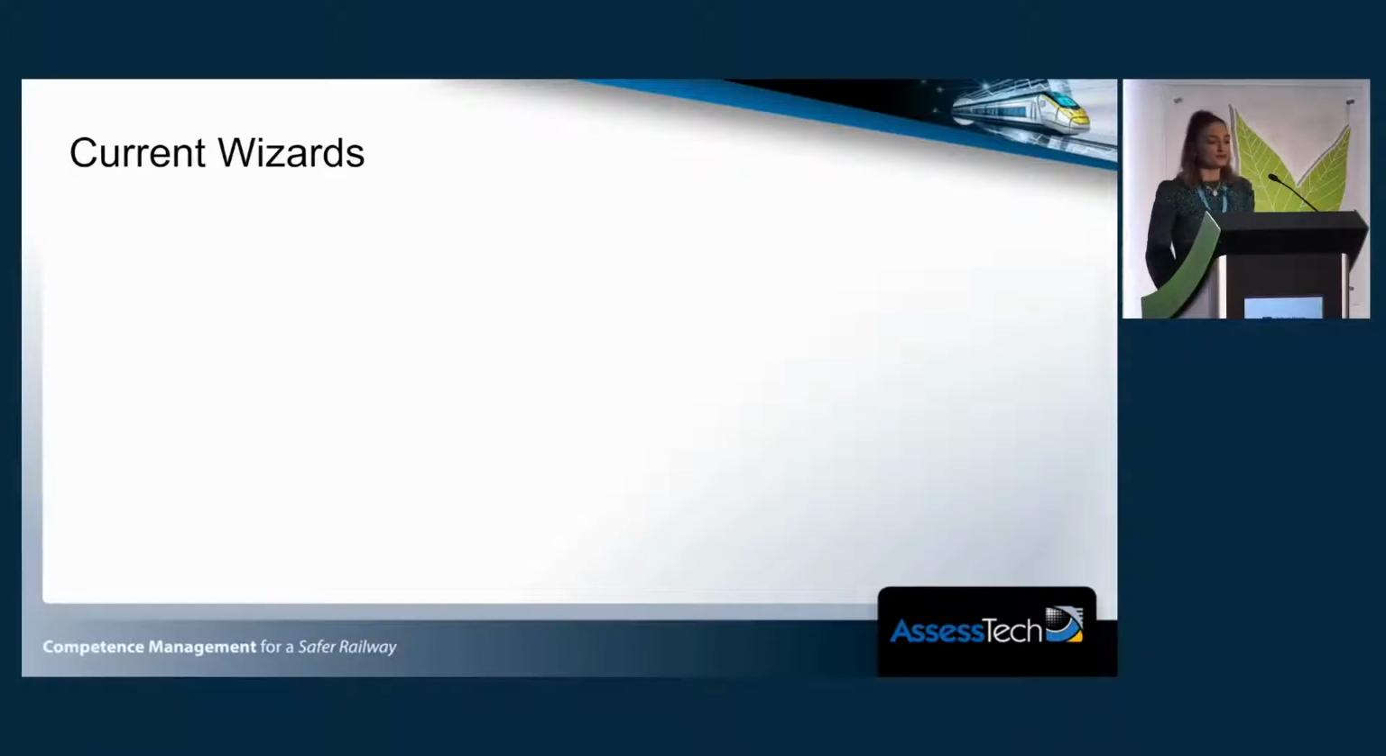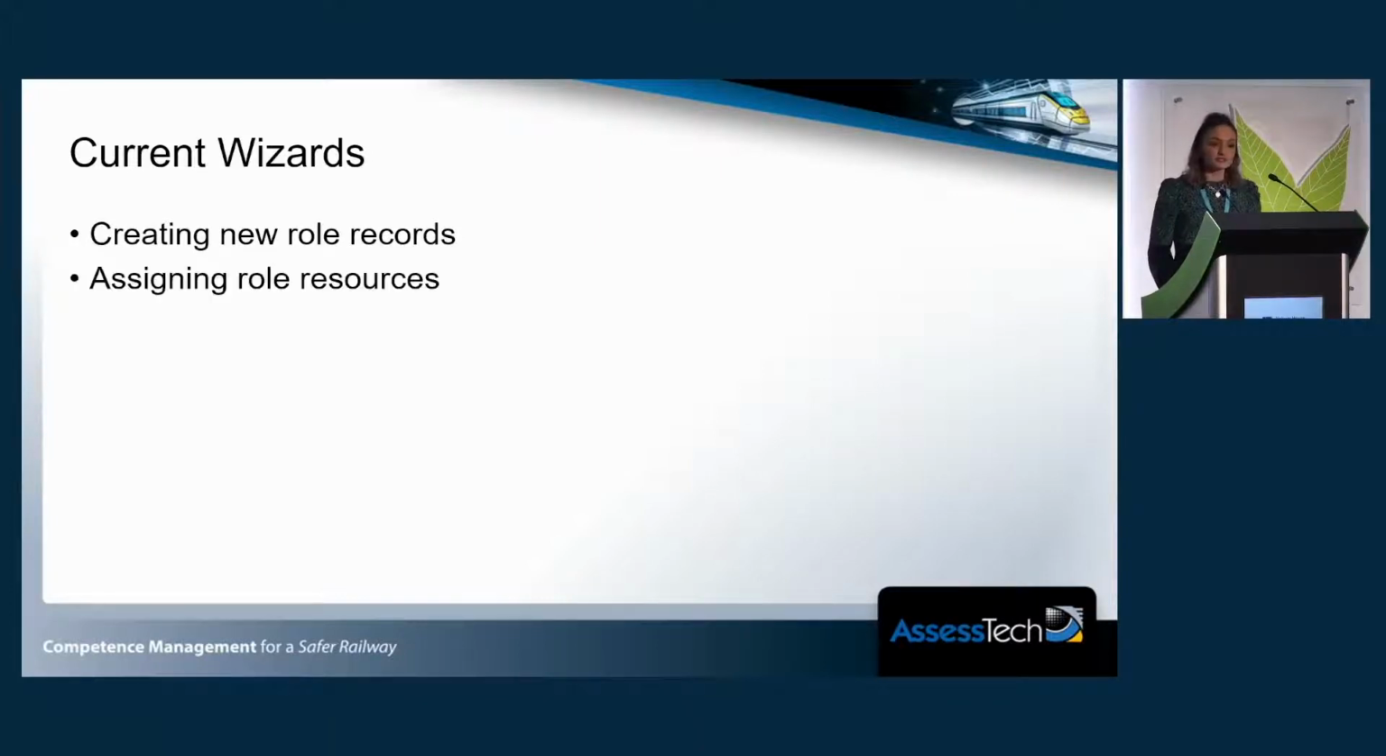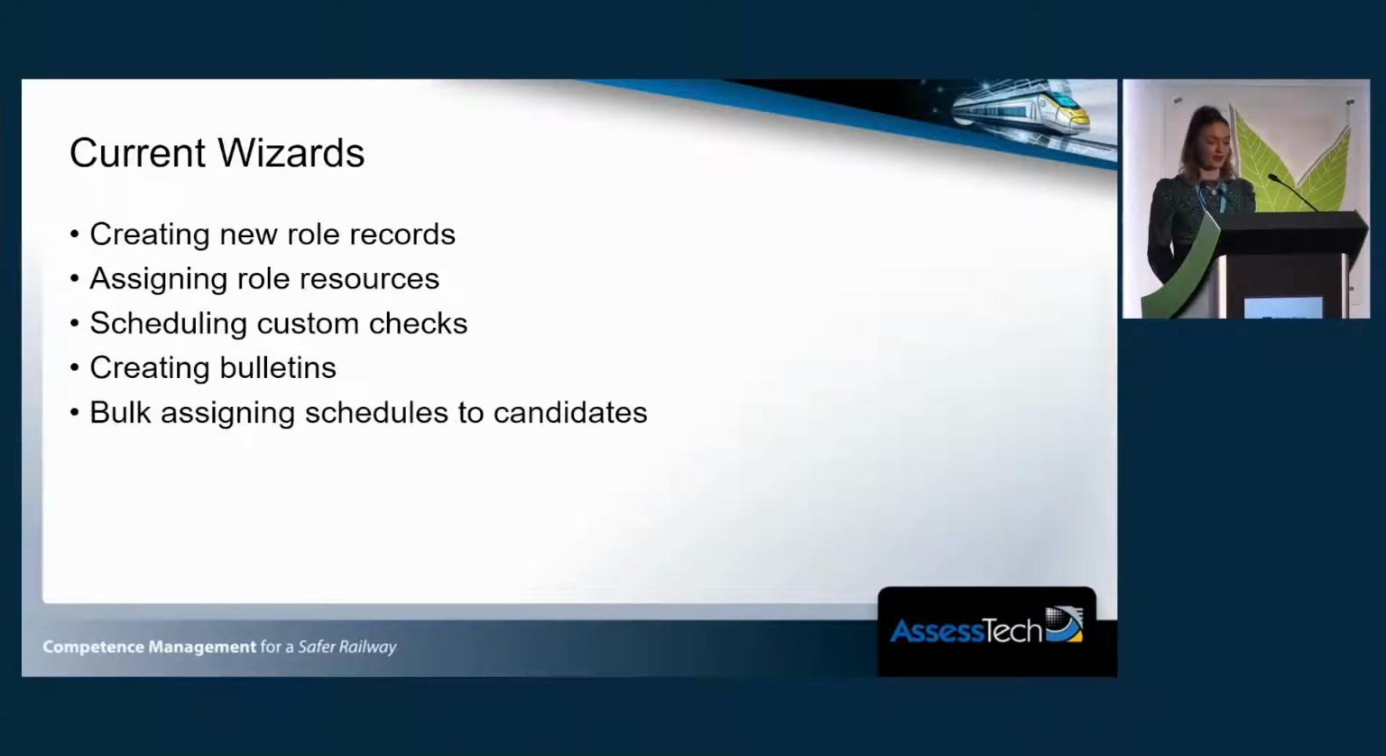So over the years, we've introduced a number of different wizards. We have the role wizard for creating new role records. We have the resource wizard for assigning role resources. The check wizard for scheduling custom checks. The bulletin wizard for creating bulletins. The candidate schedules wizard for bulk assigning schedules to candidates. And we now want to introduce the leaving wizard, which is scheduled for 523D.